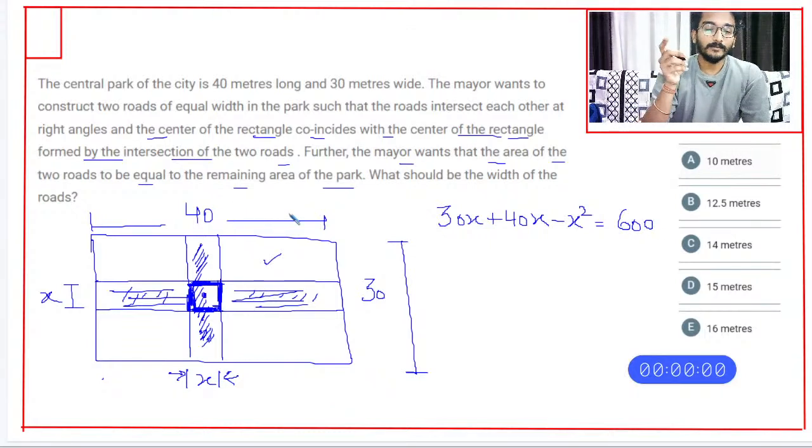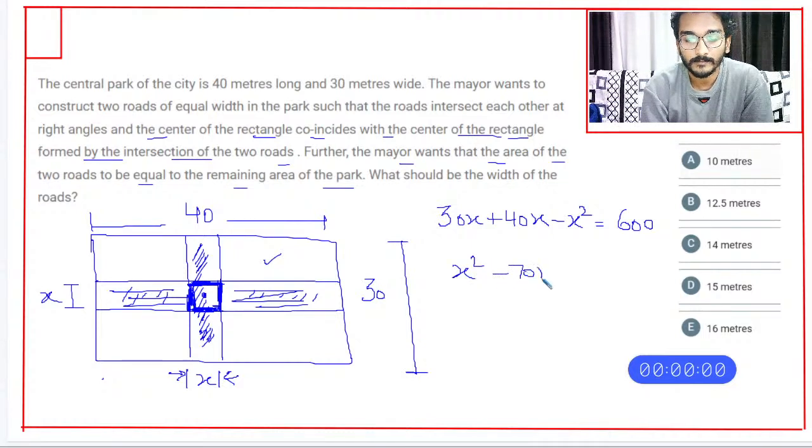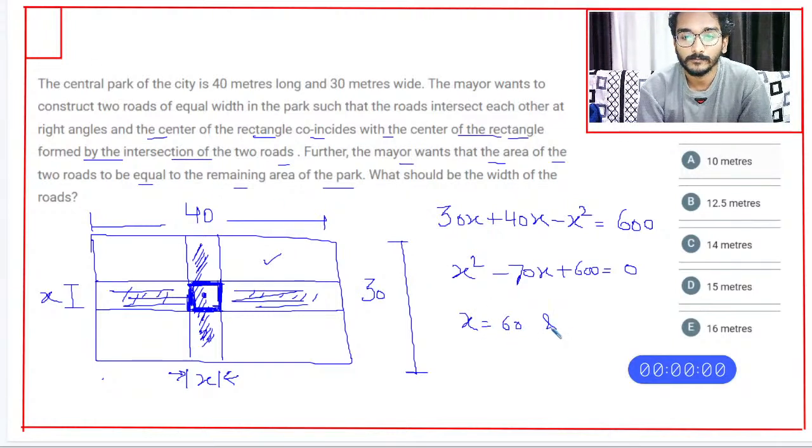1200 is the total area, and that area must be divided equally between unshaded and shaded part. So x square minus 70x plus 600 equal to 0. We'll just factorize this thing. 600 is what? 600 is something. Yeah, 10 and 60 will work, of course. So x equal to 60 and 10.